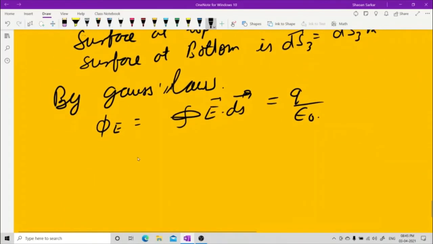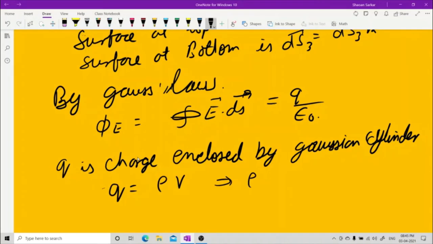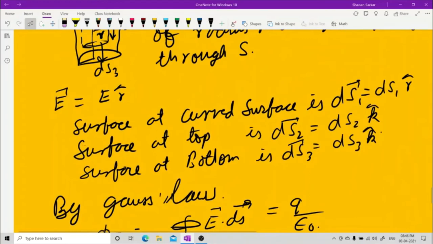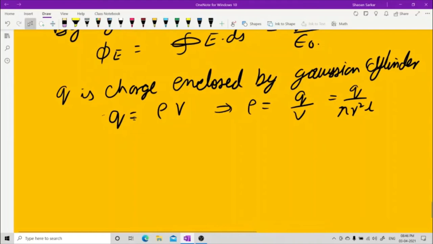Now here, Q is the charge enclosed by the Gaussian cylinder, and Q is equal to rho V, and from here rho is Q by V. Now this V is very simple, it is nothing but pi R square L. You now take the volume of this much cylinder only, the inside cylinder, pi r square L. You will take only this small little cylinder, because we are inside the surface now.